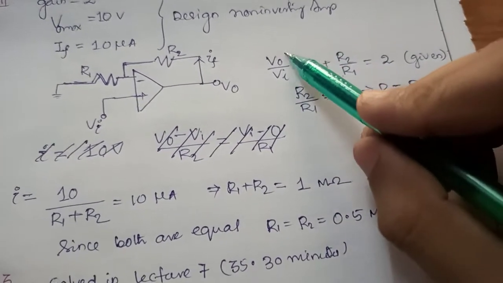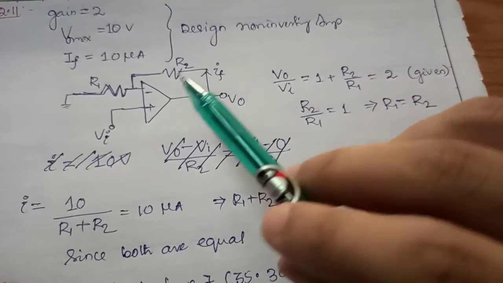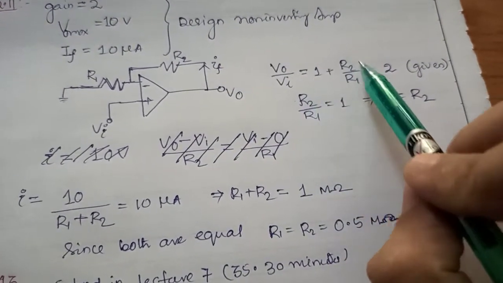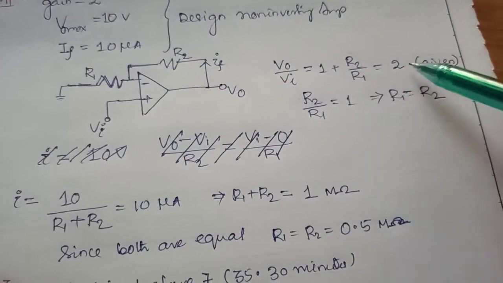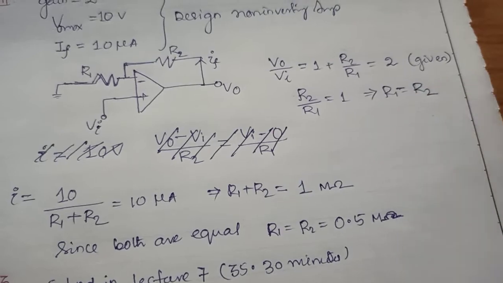So we know our output upon input voltage, which is nothing but the gain of this non-inverting amplifier, is 1 plus R2 by R1. 1 plus R2 by R1 is given as 2. So what is our R2 by R1? That is nothing but 1. So it means my R1 equal to R2.